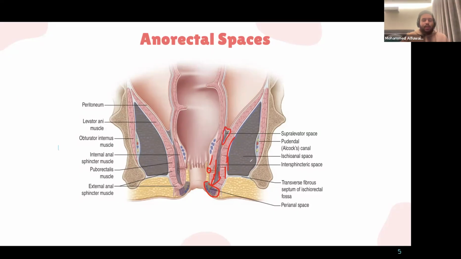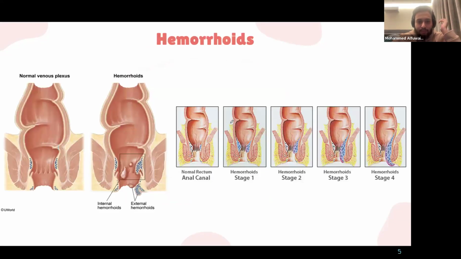Okay. Again, if you have anything causing obstruction to these glands, it can accumulate fluid in these 4 spaces, in any of these 4, causing an abscess. Okay, it's what we call anorectal abscess. Okay, we'll get to a separate slide on this.